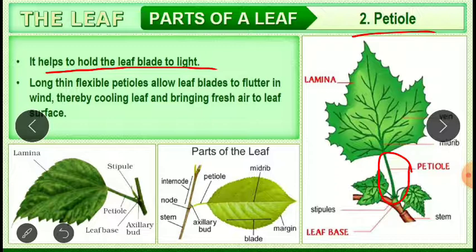It is long, thin, flexible, and this structure of the petioles allows the leaf blade to flutter in the wind, that is, move in the wind, because of which there will be a cooling effect, and also fresh air is being brought to the leaf surface. Because of these petioles, the leaf can move, you can say. The leaf blades are able to move with the air.